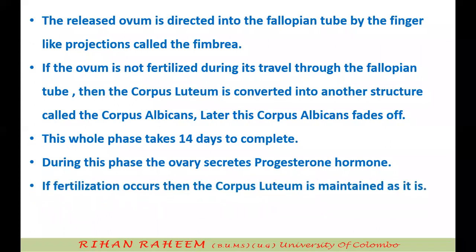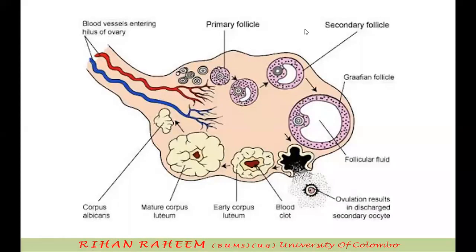Now, what is this corpus luteum and albicans? I will explain that. If fertilization occurs, then the corpus luteum is maintained as it is until the mother gets the baby. Until the mother gets the baby, what will happen? The corpus luteum will be maintained. With this picture, I will explain. Okay.